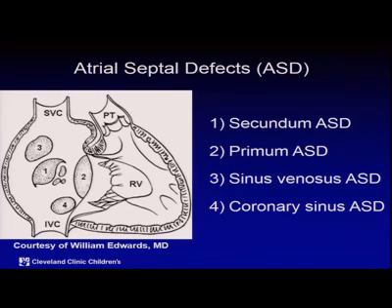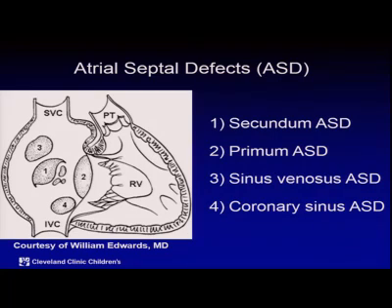Primum ASD is part of the endocardial cushion spectrum or AV canal spectrum. AV canal or endocardial cushion is generally a lesion of the center of the heart. As part of that, you can have a primum ASD, abnormalities of the tricuspid and mitral valves, plus or minus an inlet VSD. So it's part of a package and almost always requires repair.